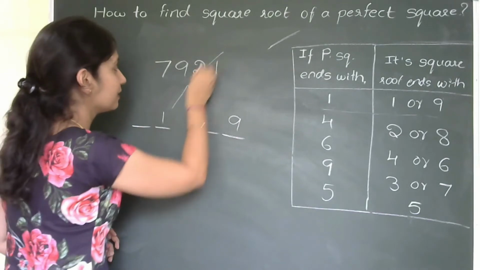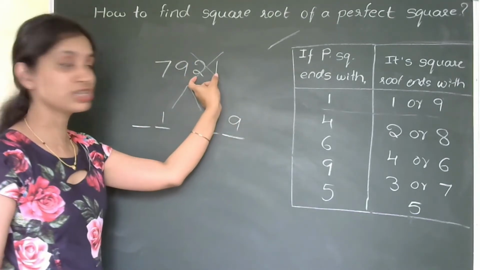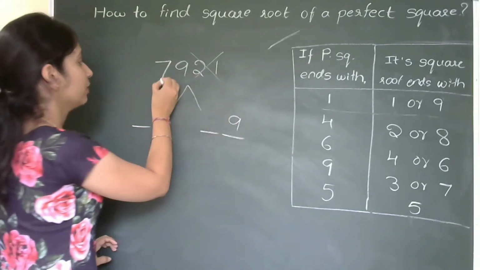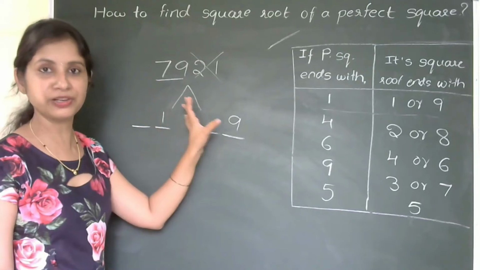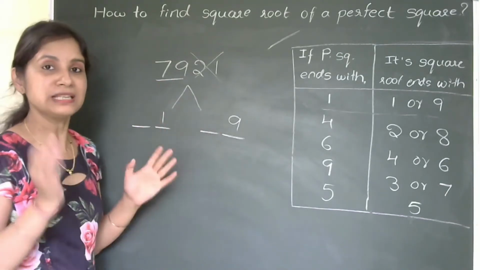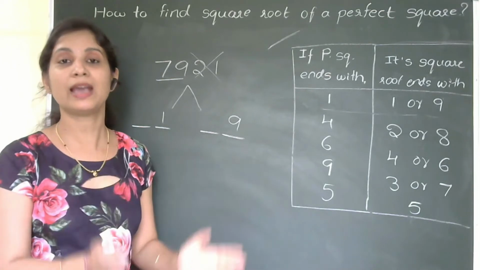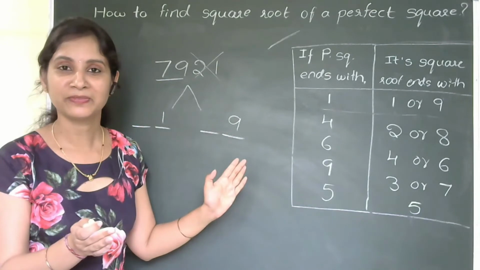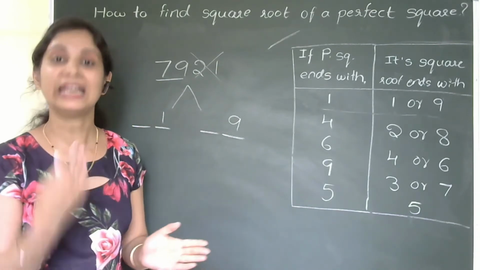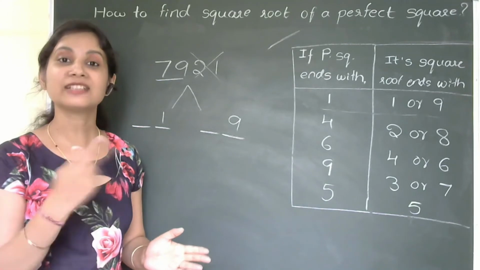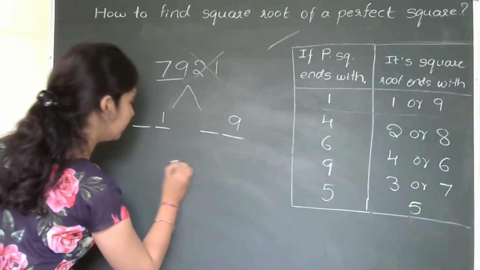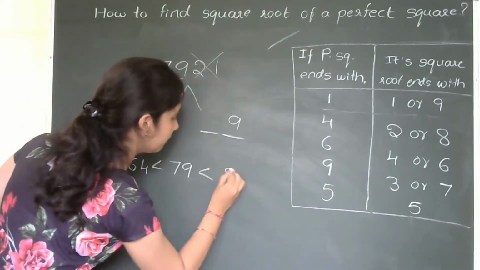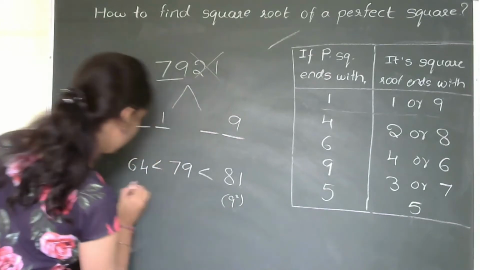Now please cross out the last 2 digits, that means the tens place and ones place. You neglect those. Now you are left with 79 in your given number. Please find the nearest square of that number. 79 is in between 64 and 81, that is 8 square and 9 square.